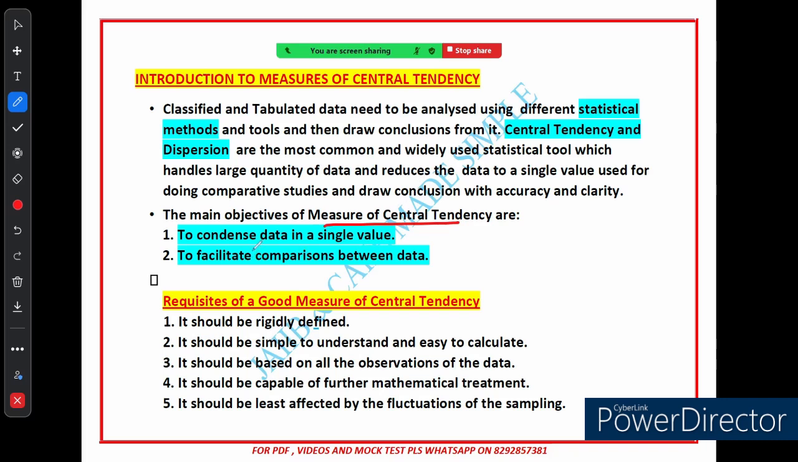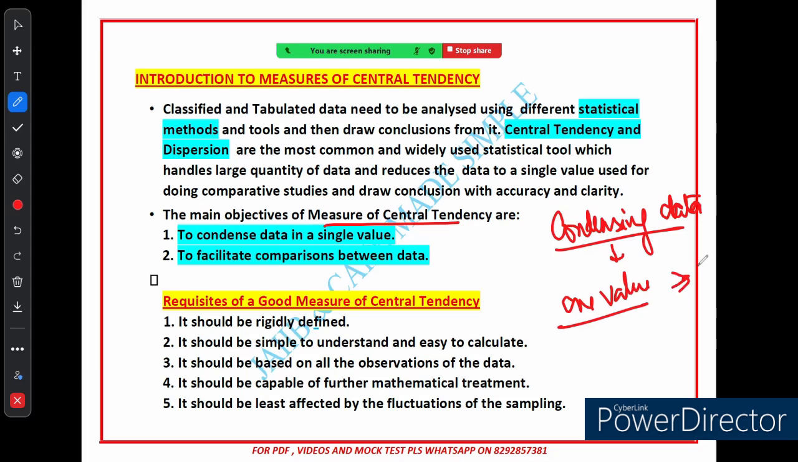The first reason is condensing data. Let me write it down. Instead of sifting through tons of numbers, you get one clear value that tells you the middle or average of your data. There is a single value that tells you the middle or the average of your data.